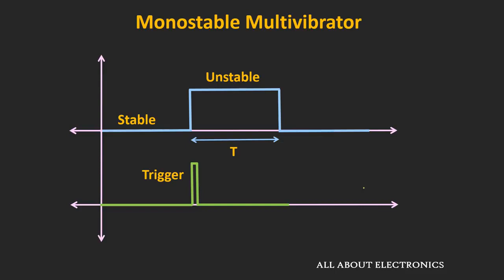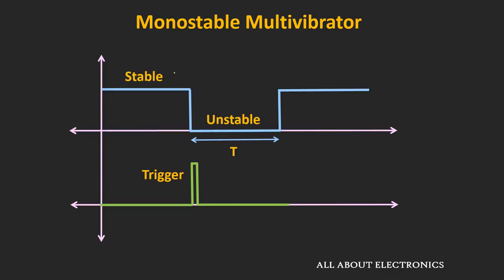So by selecting this R and C, we can decide the time for which the output will remain in the unstable state. So here, let's say 0 volt is the stable state of this multivibrator, and let's say 5 volt is the unstable state. And similarly, exactly opposite is also possible. Let's say 5 volt is the stable state of this multivibrator, and whenever some triggering action occurs, then the output goes into the unstable state, and let's say that is equal to 0 volt. So this type of multivibrator is widely used in the timer applications.